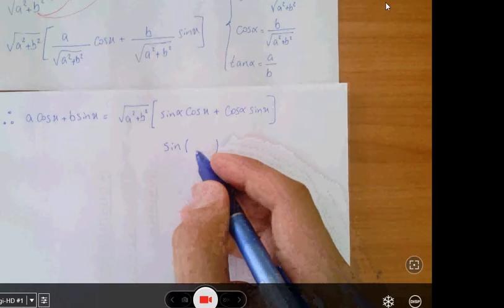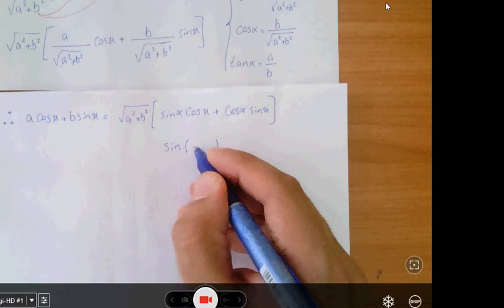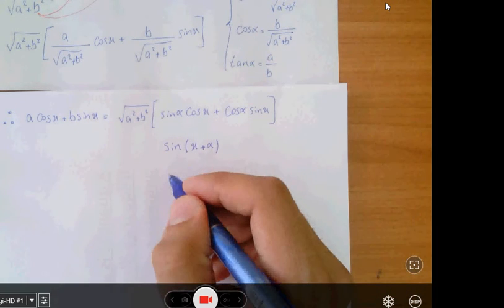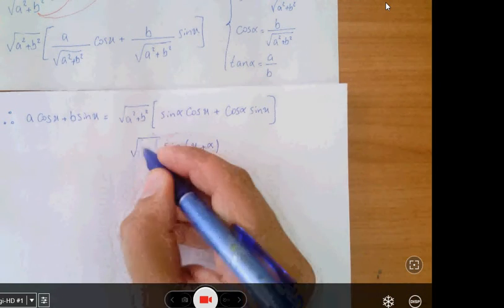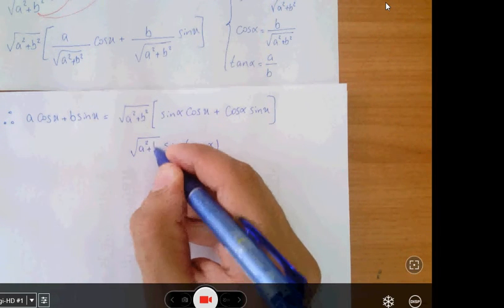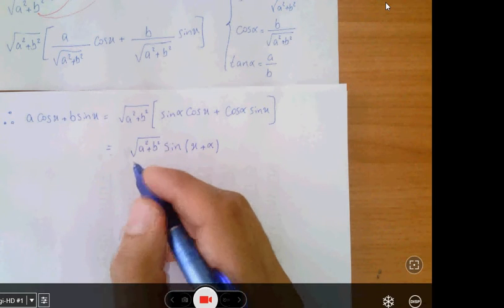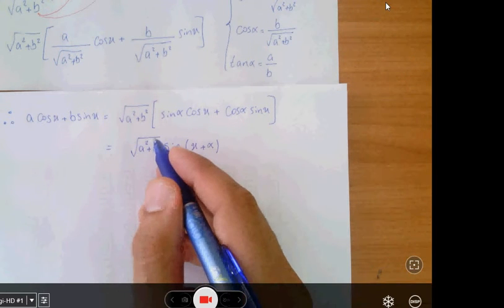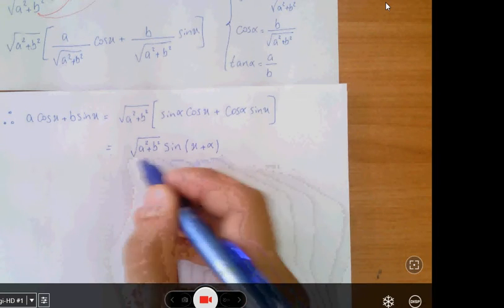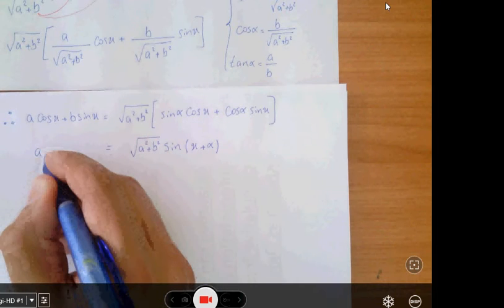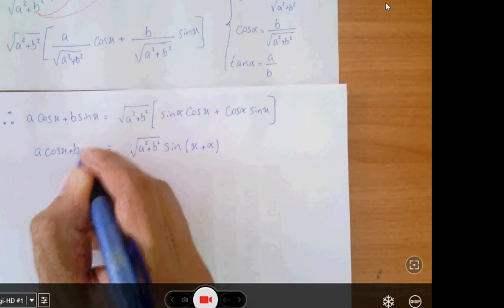Okay, let's see. Down here, it's sine of x. It's a double angle, and the angles I have are x and alpha. Very good. I can substitute it by that. And at the back here, the square root of a squared plus b squared stays the same, right? Okay, well, that's a nice little expression, isn't it? And down here, I'm going to box this: a cos x plus b sine x equals that.